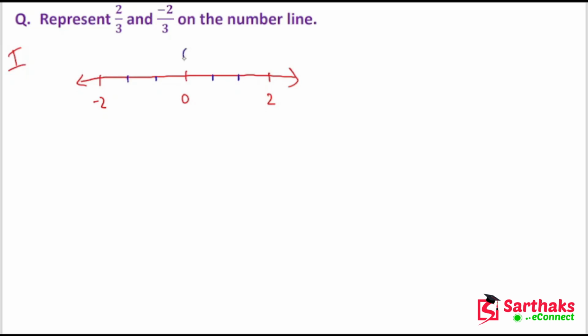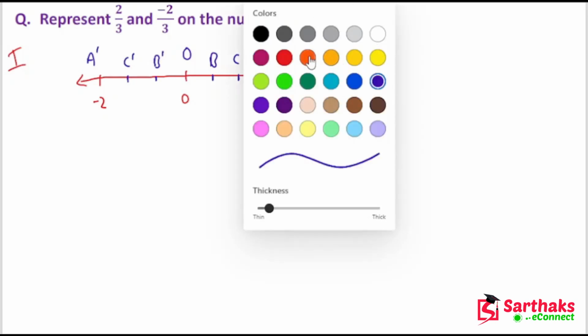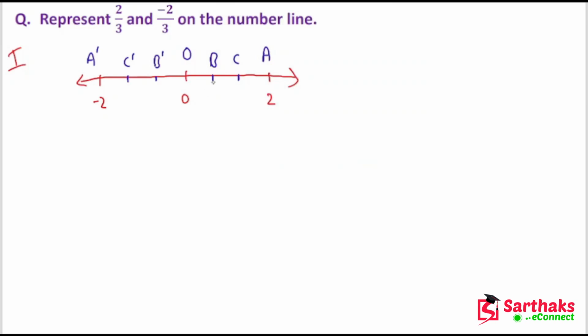So let it be O, let this point be A, and let this point be A dash. Okay. Now let the points be B and C, and let these points be B dash and C dash. So according to this method, it simply states that the first point, that is when you divided the space into 1/3 part, the first point will represent the required number 2 by 3. And similarly here the first point will represent the required number minus 2 upon 3.